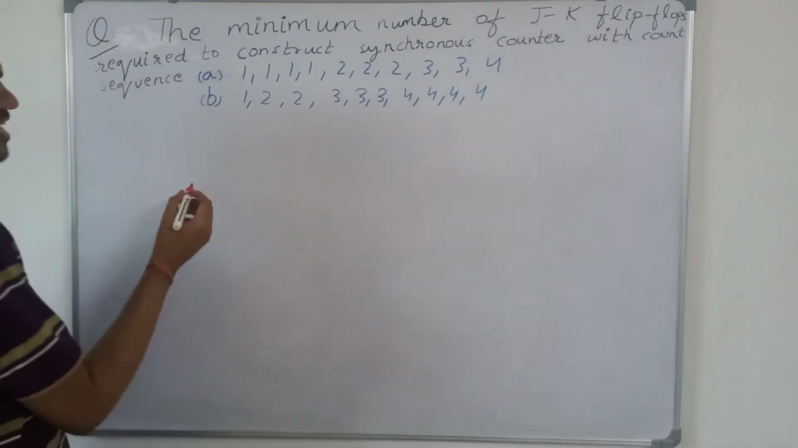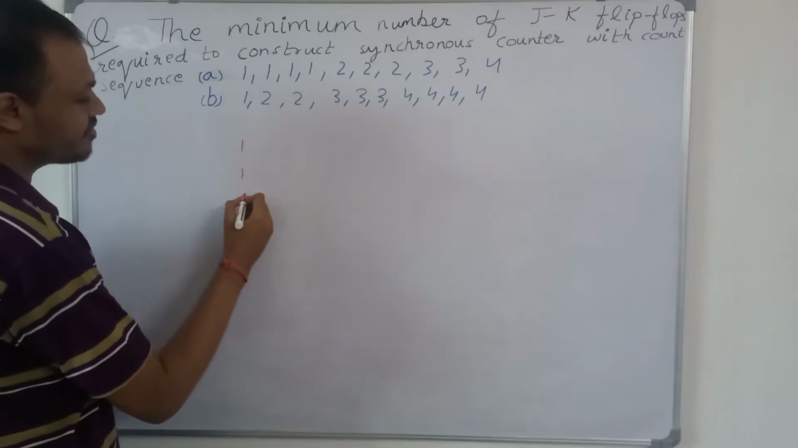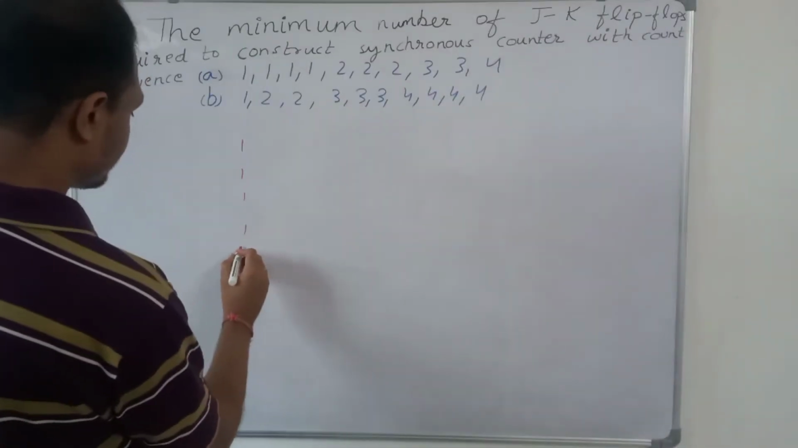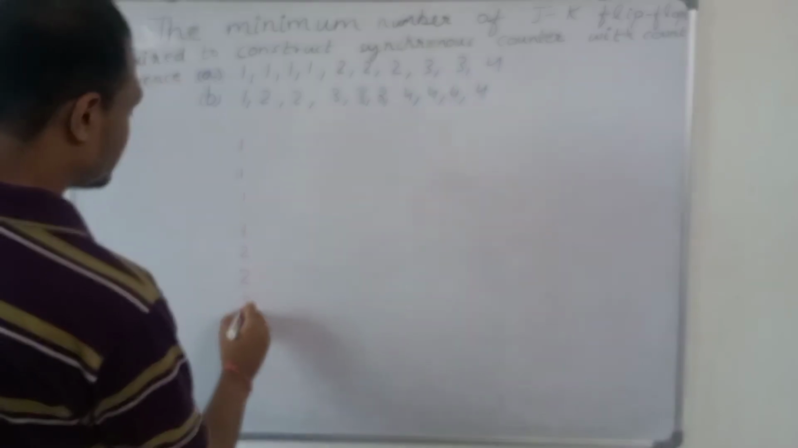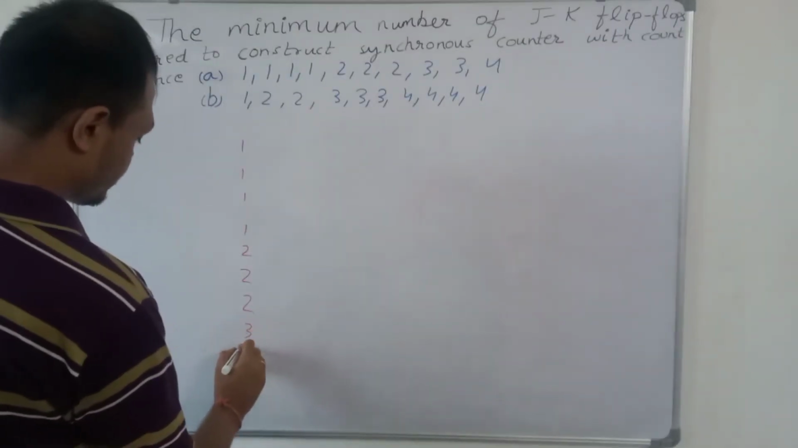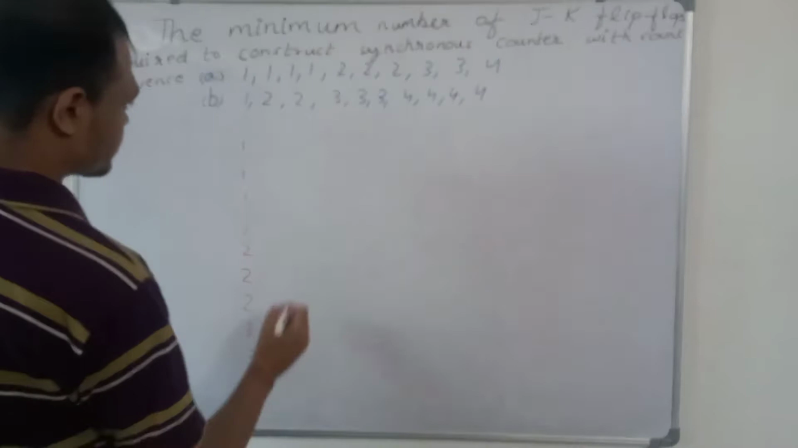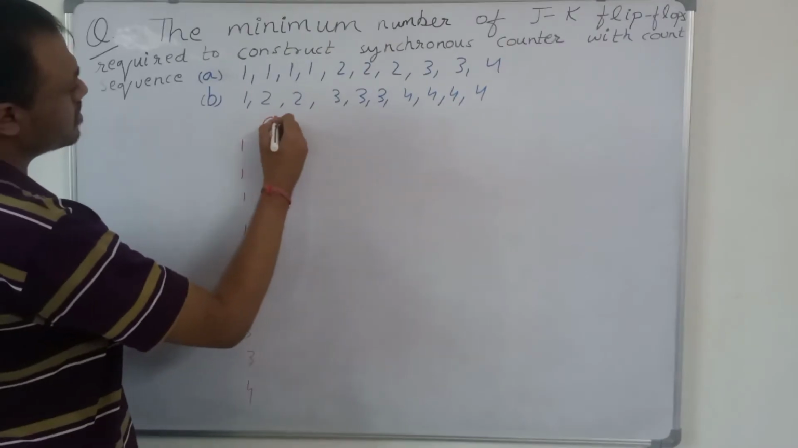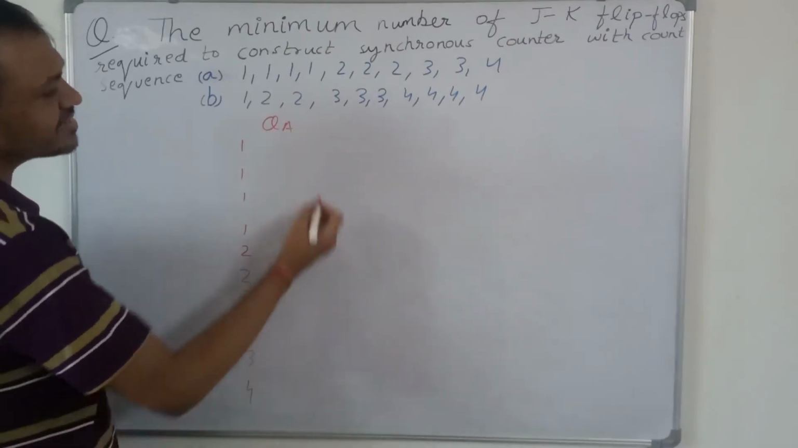So let's take the first sequence, 1 1 1 1. 1 is 4 times, then 2 is 3 times, then 3 is 2 times, then 4. Now what most students do mistake is that they think that to decode 4 we need 3 flip-flops.